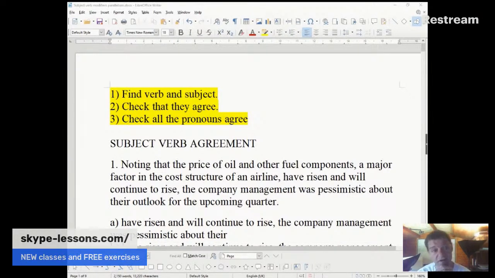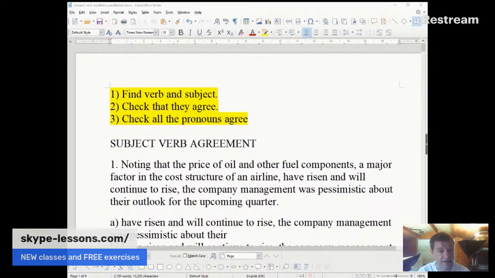Okay, so firstly, find the verb and the subject. And this is really important. It's really useful to be able to find verbs and subjects. And please remember that verbs always have a subject. I think this is really important for making sure you don't make errors, for making sure you don't make mistakes.